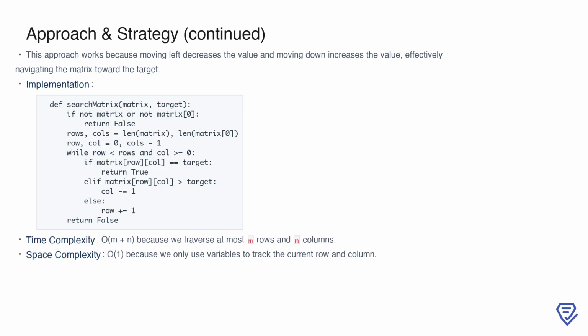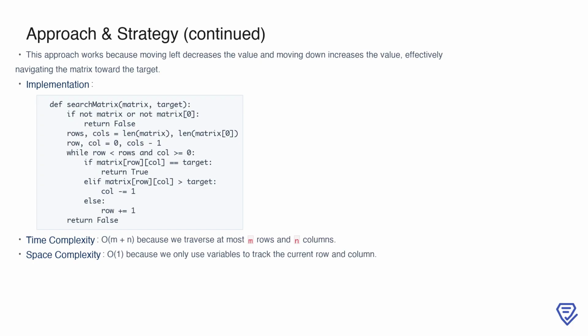The implementation is straightforward. We start at the top right corner of the matrix and use a while loop to traverse as long as we remain within the bounds of the matrix. If the current element equals the target, we return true. If the current element is greater than the target, we decrement the column index to move left.